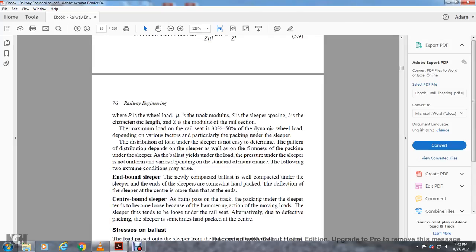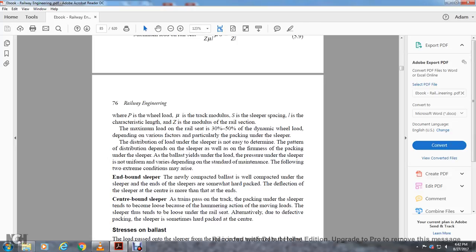Maximum load on the rail seat is 30 to 50% of the dynamic wheel load, depending on various structural factors, particularly the packing under the sleeper. The distribution of the load under the sleeper is not easily determined. The pattern of the distribution depends on the sleeper as well as the firmness of the packing under the sleeper. The ballast yields under the load. The pressure under the sleeper is not uniform and varies depending on the standard of maintenance. The following two extreme conditions may arise.